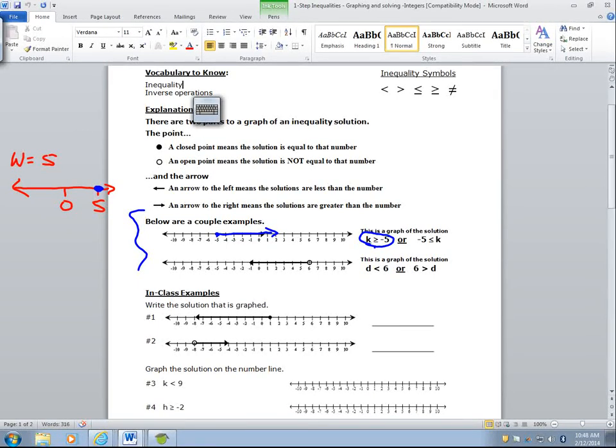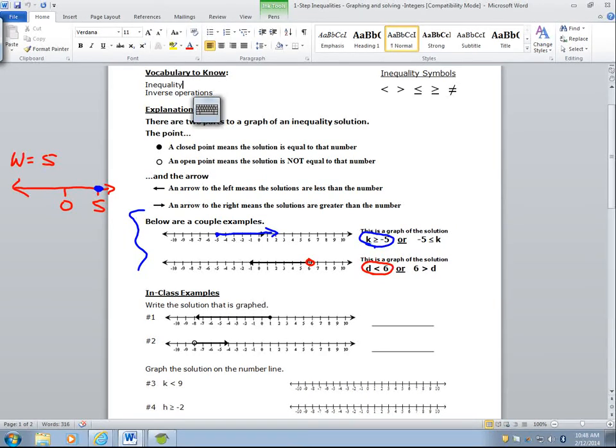Now, let's look at D is less than 6. So is 6 less than 6? It's a good call there. Is 6 less than 6? No. So what we'll do here is we have this circled, which is open. We don't have it closed in because it's not true.